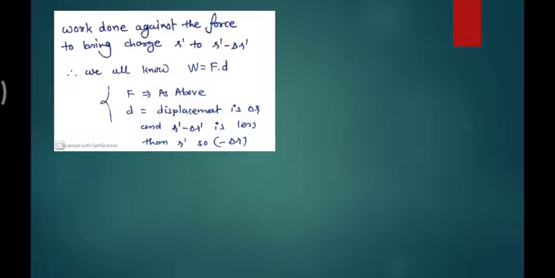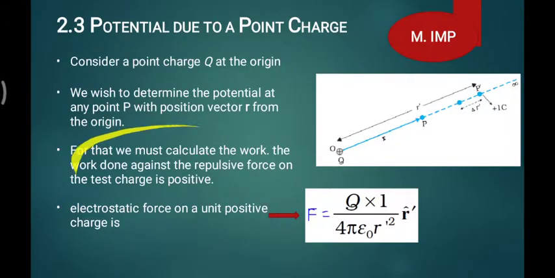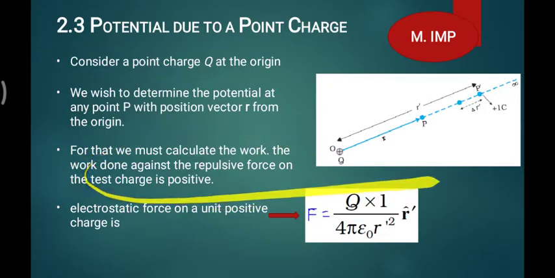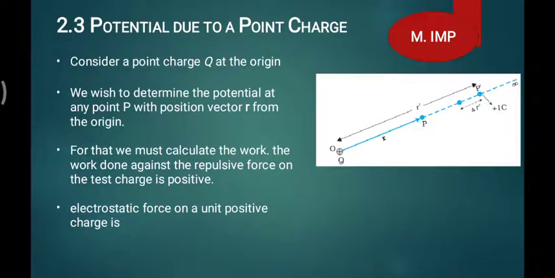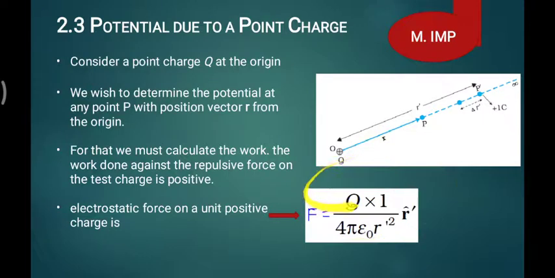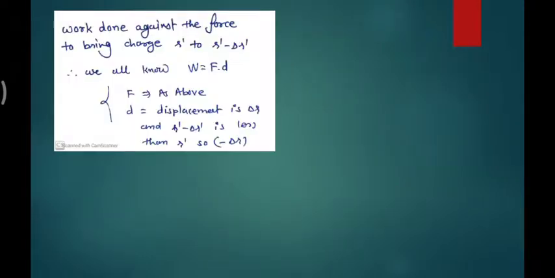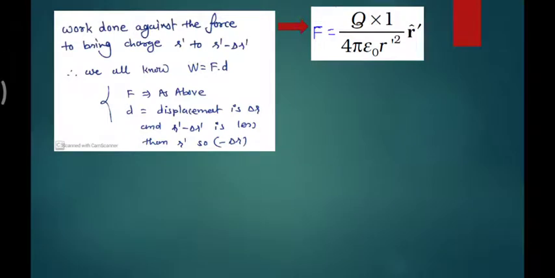Now for the work done, the title says you need to find work. W is equal to F times d, but you need F first, so we go for F. Then we find the work done against the force to bring a charge from r prime to r prime minus delta r prime. What is it?